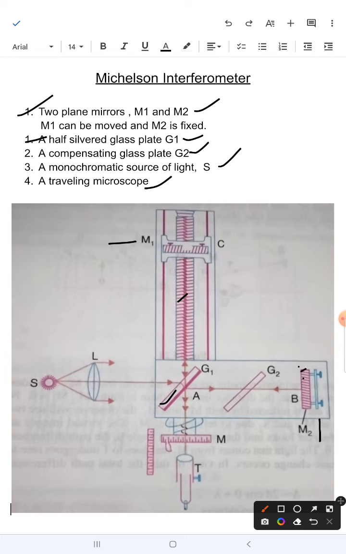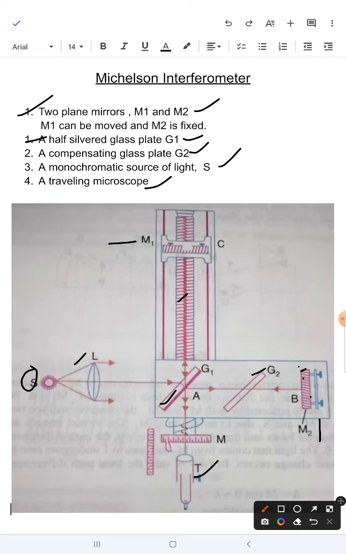Here we have the monochromatic source of light which emits a single wavelength. It is arranged exactly in front of the half silvered glass plate G1, and we need a collimator, a convex lens, for making the light coming from the source into a narrow beam. Another glass plate G2, a plain normal glass plate, is arranged between the half silvered glass plate G1 and mirror M2. And this traveling microscope is arranged here to observe the interference pattern.